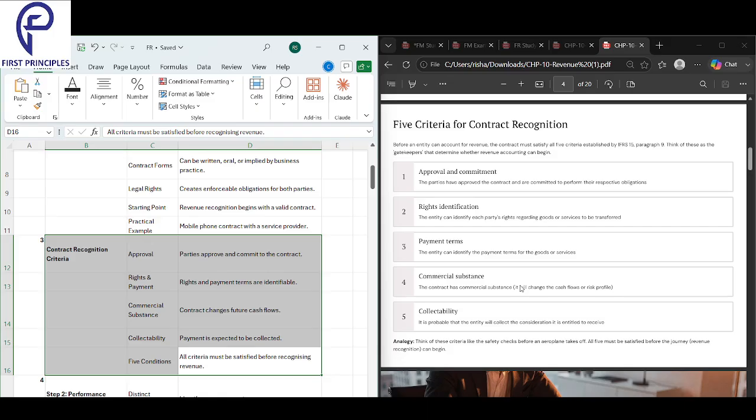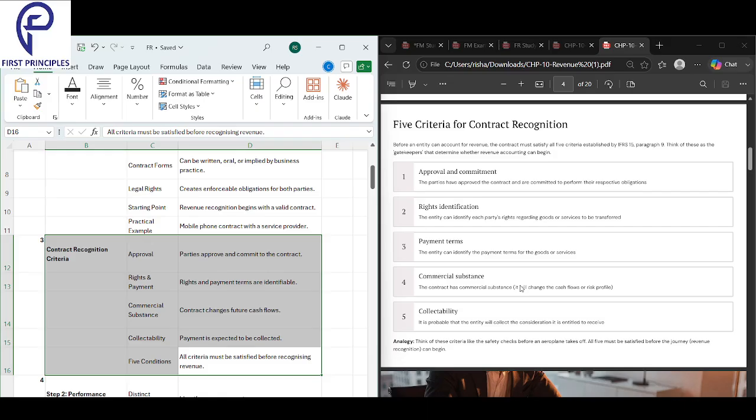Third, there's commercial substance. That means the deal will actually change the company's money in or money out. The contract will change the future cash flows of the company. Fourth, collectability. We expect that the customer will actually pay us. Even if one condition is missing, no contract exists.